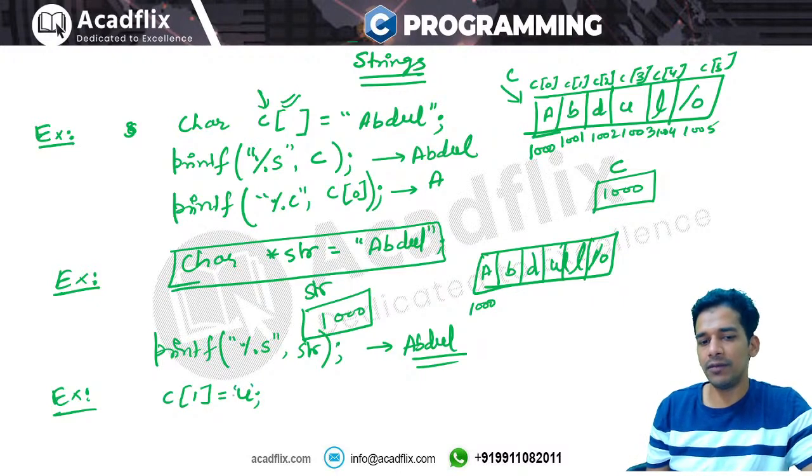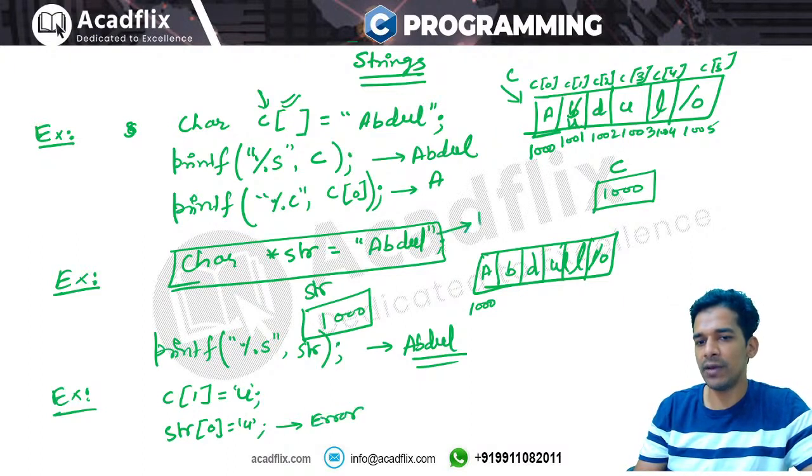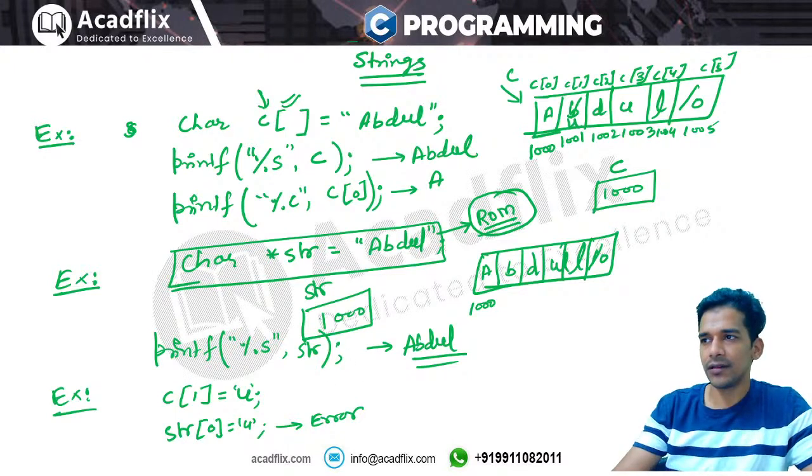There will not be any problem. This will be successfully done. That means this C1 character will be changed to U, right? But in this case, if you say, let us say str0 equals to U, then this will be an error. Because when you declare any string using the pointer, this string will be stored in the read-only memory. That means you cannot change this string. If you declare a string using the array, then you can change the characters of this string, right? But using pointers, you cannot change the characters of a string, right? So that's what we have done in the previous question.